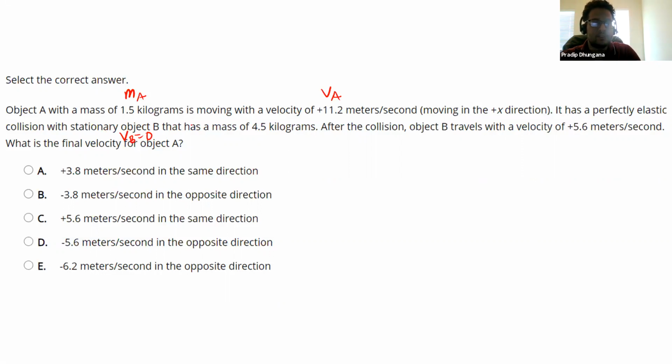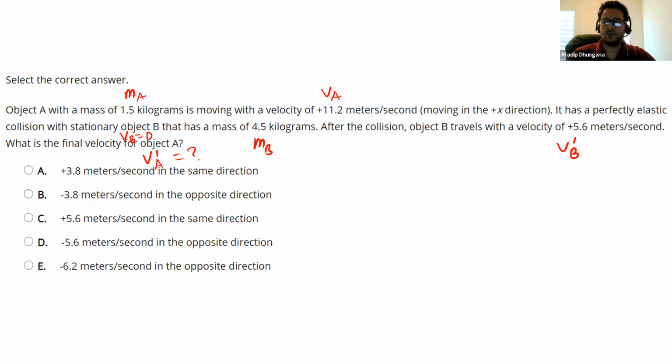Stationary means it's not moving, its velocity is 0. And that has a mass of 4.5 kilograms. Mass of B is 4.5 kilograms. After the collision, the object travels with a velocity 5.6 meter per second. Velocity of object B dash, that is after the collision, is 5.6 meter per second. What is the final velocity for object A? Velocity of object A dash means after the collision. So that is the question.